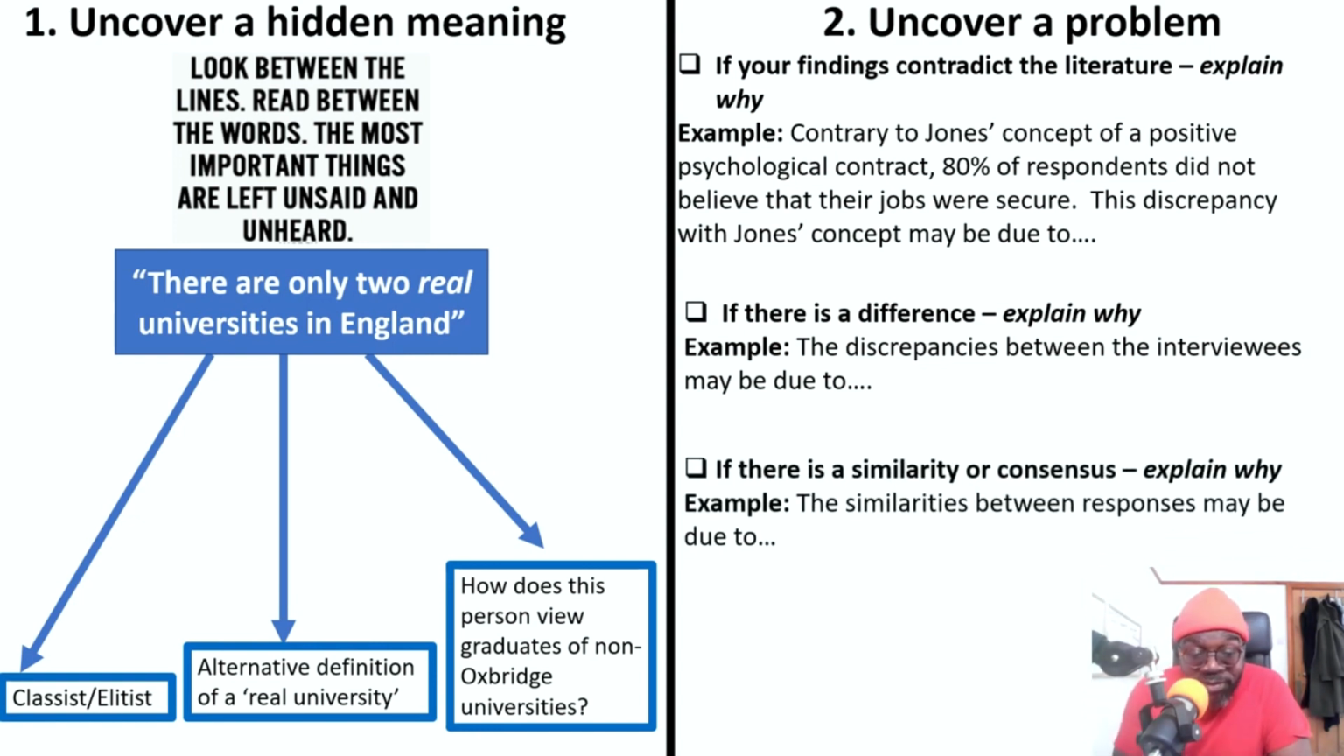On the other hand, if the vast majority of interviewees or respondents agree, then you need to inquire why this is so. If you encounter consensus or massive similarities in the data that you collected, then try to explain why this is so. Why is everybody singing from the same hymn book?